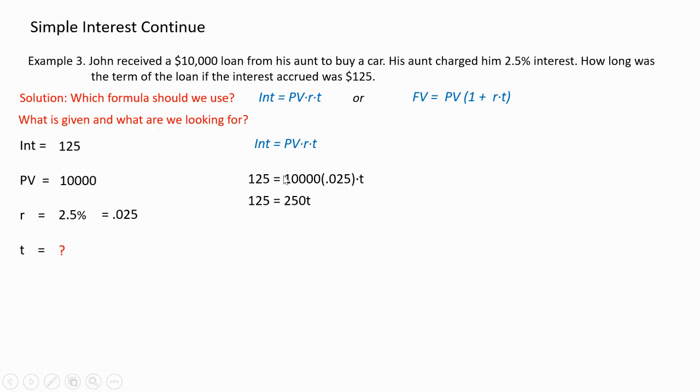So here we multiply 10,000 times 0.025, so we get 250T. Now we just divide by 250. The answer is 0.5. So how long will it take? Half a year, or 0.5 years. That's your answer. Okay, now I believe this is it for the simple interest.